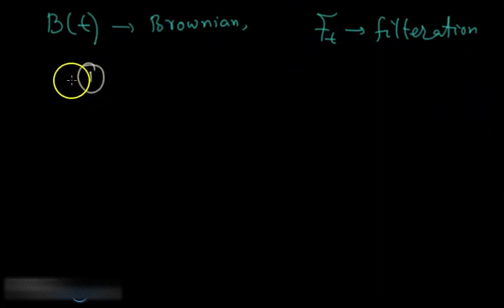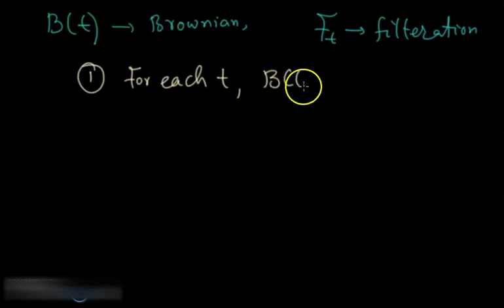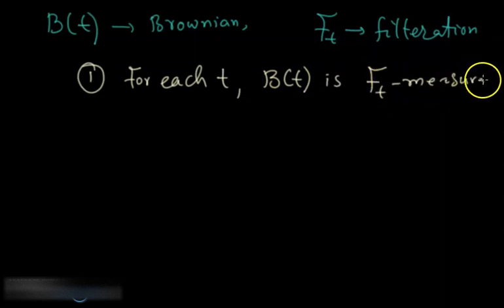Number one, for every time t, this Brownian motion is ft measurable. In other words, b of t is measurable in the filtration ft.